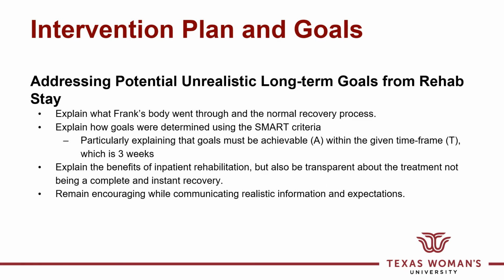There is a potential for Frank and his wife to have unrealistic long-term goals for his rehab stay, and one way we can address this is by explaining what Frank's body has gone through. So through his stroke, explaining what is happening neurologically in his body and the normal recovery process. We can explain how we have determined goals using the SMART criteria, which allows them to understand what areas we are targeting, and then also the time frame we're expecting for them to recover.